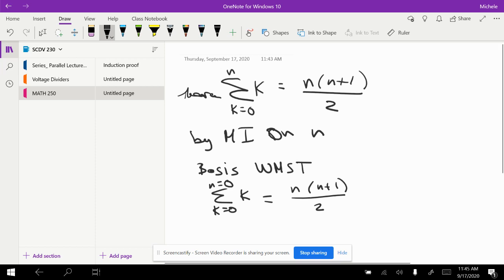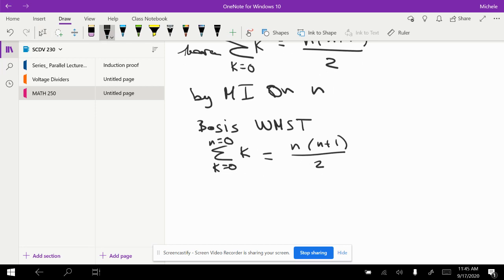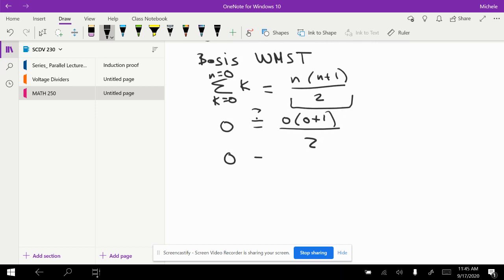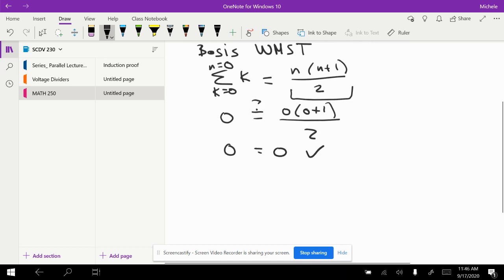So what we're doing is taking only one element. There's a sum, but since we're only going from k equals 0 to n equals 0, we only have one element of our sum, and that element is just going to be 0. What we want to know is, does this closed form actually work for just one element in our sum? So we plug in n equals 0: 0 times 0 plus 1 over 2. So we see that 0 equals 0. So it works for the basis case.